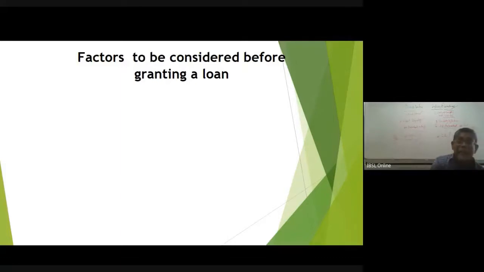Second, capacity. Is he in a position to pay my loan back? I'm going to look at capacity. Third, capital. How much do they want? The amount. Fourth one, collateral, the security. What collateral is he going to give me? What security is he going to give me, because based on that we decide. And the last one is conditions.